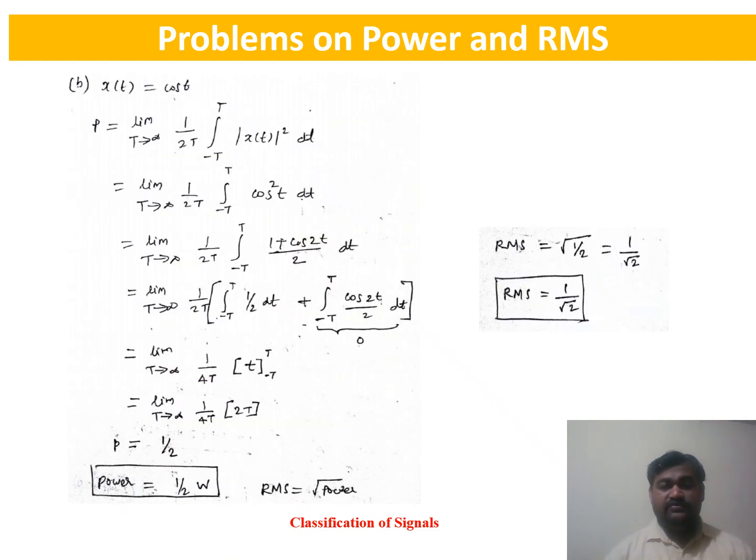One more example on power and RMS. x of t equal to cos t. If you substitute, this will become cos square t. Cos square theta is 1 plus cos 2 theta divided by 2. Separate the integral, 1 by 2, cos 2t divided by t. Anyhow, this will become 0. Again, after simplification, you will be getting power equal to 1 by 2. Unit of power is watt. RMS, taking the root of power, is 1 by root 2.